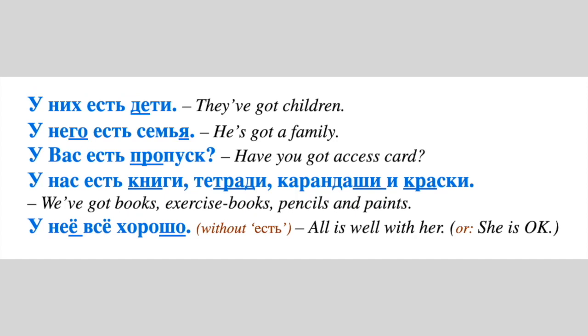Practice saying these examples with me. У них есть дети. They've got children. У него есть семья. He's got a family. У вас есть пропуск? Have you got an access card? У нас есть книги, тетради, карандаши и краски. We've got books, exercise books, pencils and paints. У нее все хорошо. All is well with her, or she's okay.